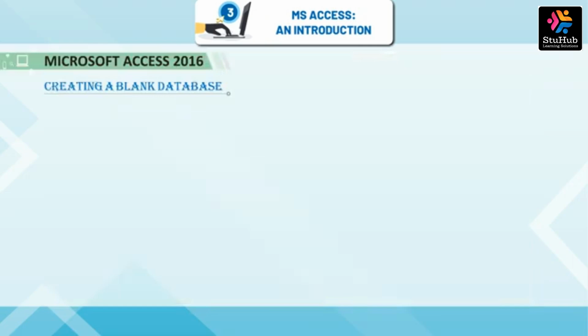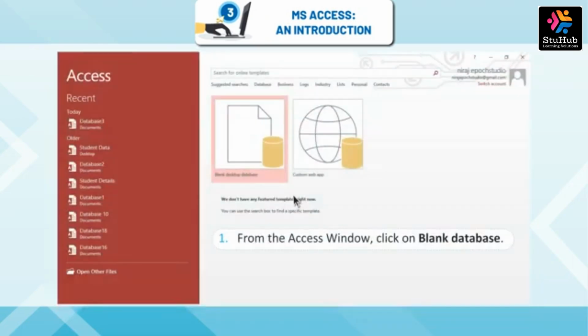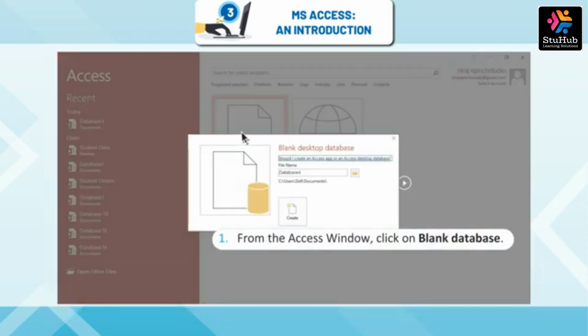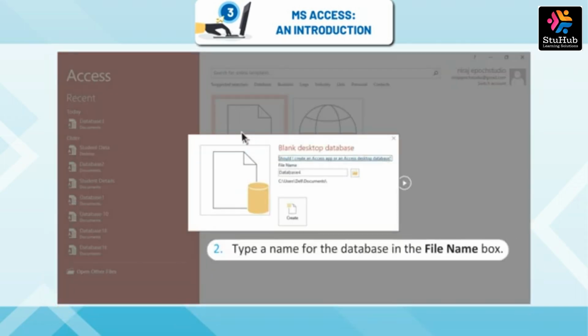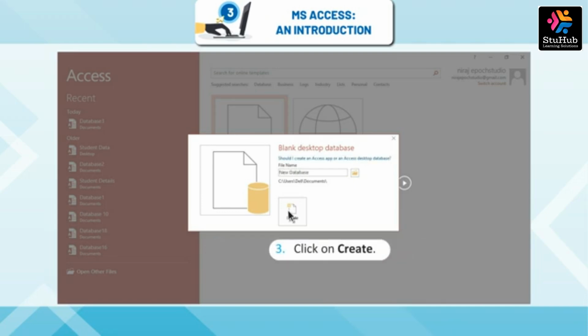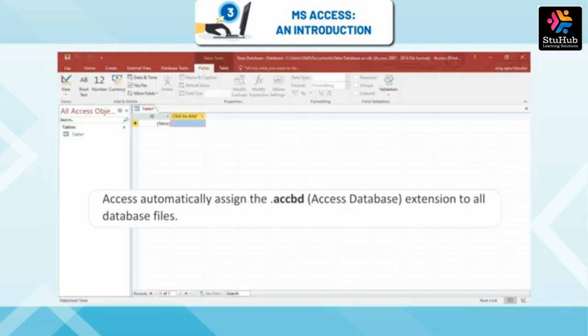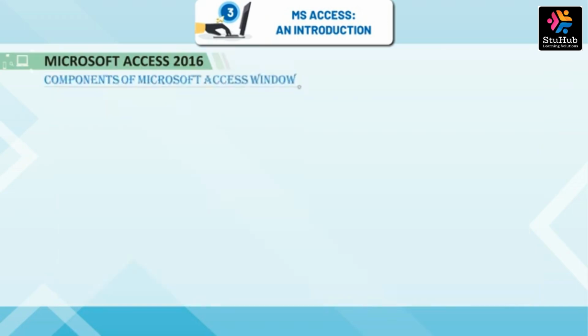Creating a blank database. From the Access window, click on Blank Database. Type a name for the database in the File Name box. Click on Create. Access automatically assigns the .accdb, or Access Database, extension to all database files.